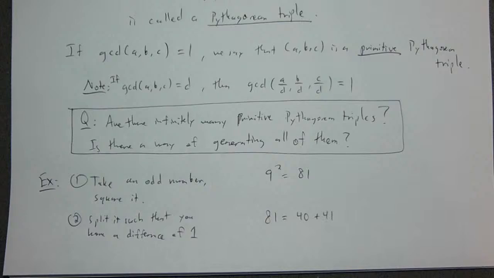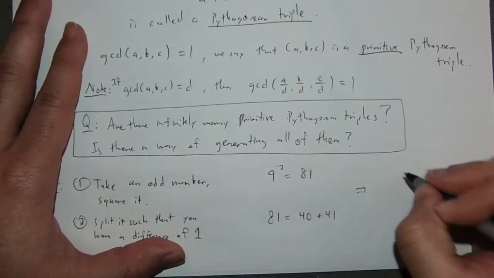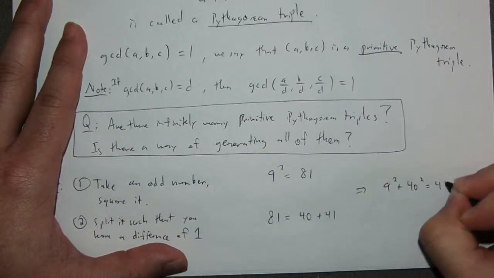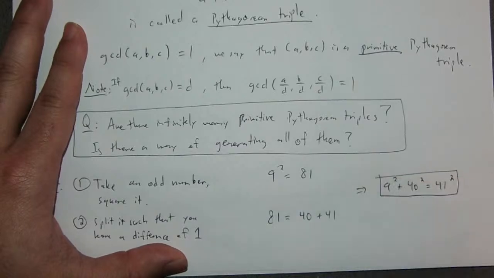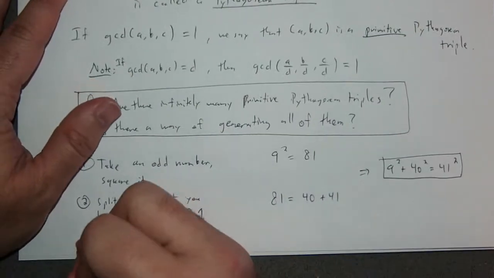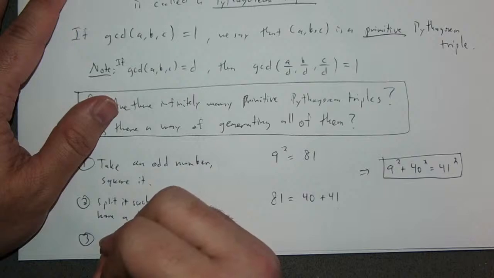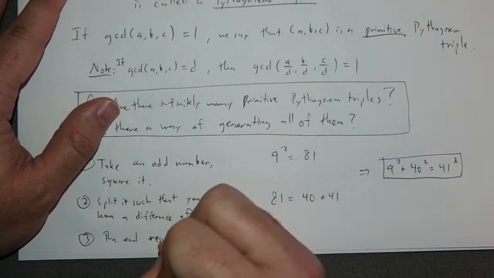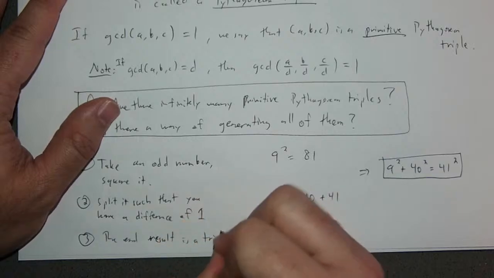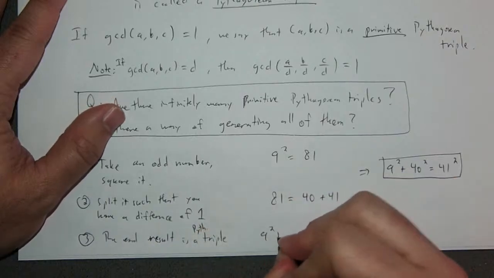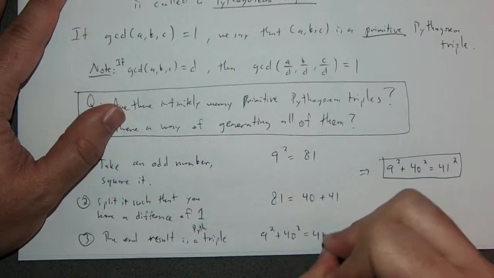And it turns out that if you do this, the end result is a Pythagorean triple if you take the smaller thing here. 9 squared plus 40 squared is equal to 41 squared, which is pretty neat, right? And you can check that yourself if you don't believe it. So 3, the end result is a Pythagorean triple. So 9 squared plus 40 squared is equal to 41 squared.